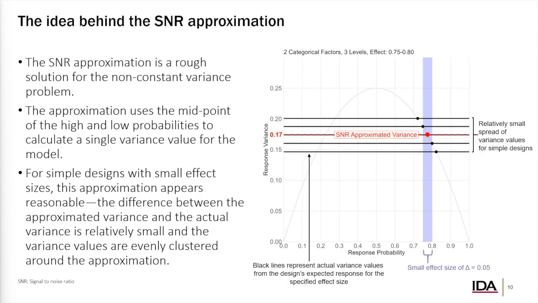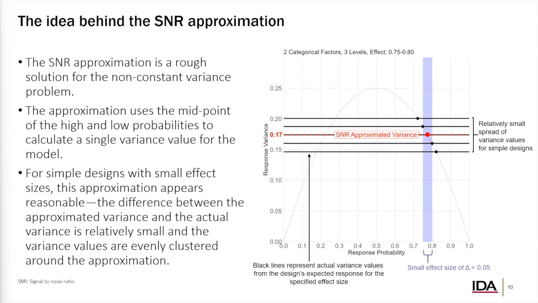What you're seeing here is that same parabola that represents the variance values. Here we have an actual design where we've calculated what the variance is at the various design points. So this is 2 categorical factors, each with 3 levels. So we can actually calculate what the variance values are. Those are the black dots, corresponding with the black lines to the variance values on the y-axis.